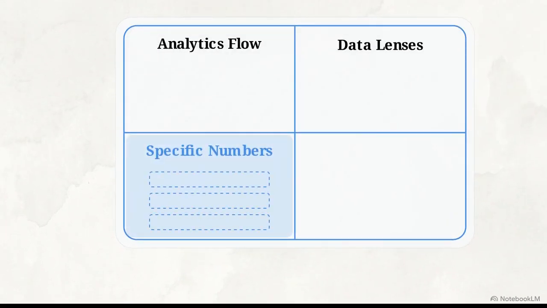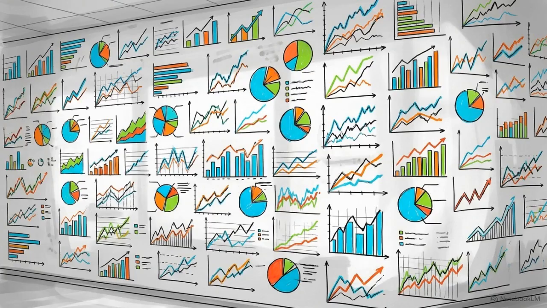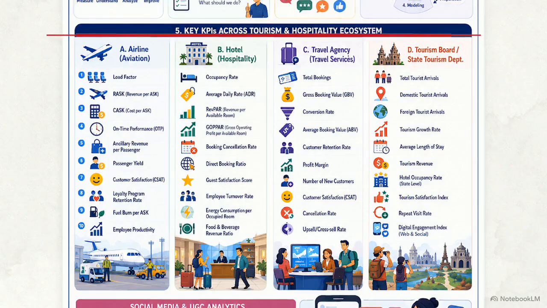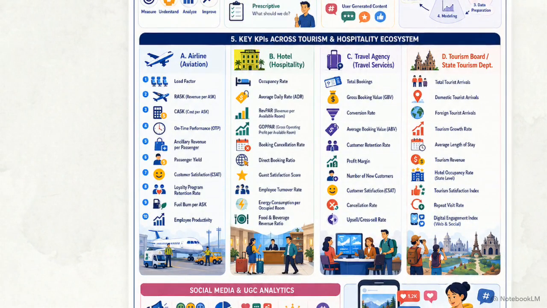With pipeline and data types locked in, it's time to move to specific numbers for the third quadrant. This is where most operations stumble. When you have access to dozens of metrics, the immediate instinct is to monitor all of them at once. Don't do it. Look at this breakdown of key performance indicators across the tourism ecosystem, featuring columns for aviation, hospitality, travel services, and tourism boards. Find your vertical and ignore the rest. If you run a hotel, focus entirely on column B.